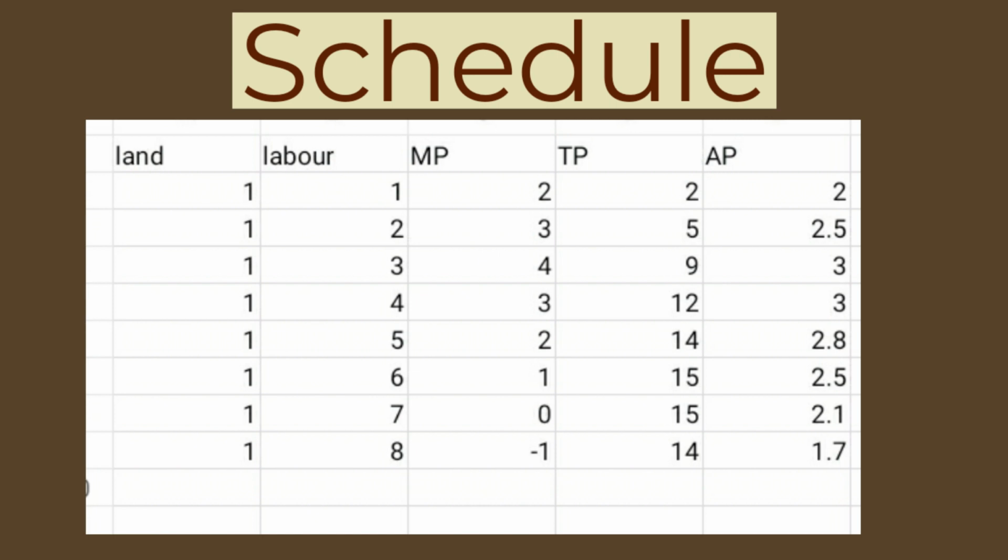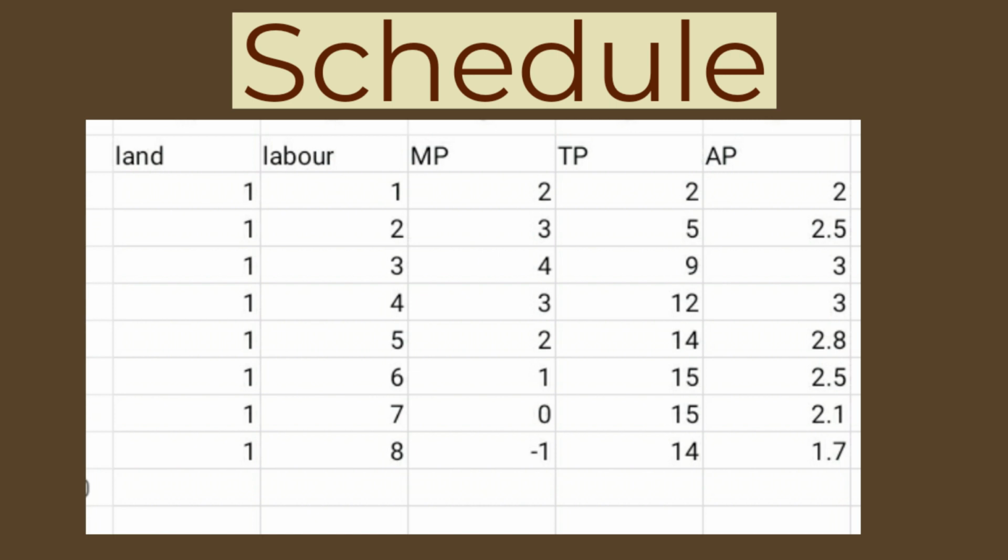And as we have discussed in the law of variable proportion, marginal product will firstly increase, then it will decrease, then become 0 and negative. See, firstly it is increasing, 2 3 4, then it is decreasing, 3 2 1, then 0, and then negative, that is -1. So if we talk about TP, see, the TP is increasing at an increasing rate. Firstly it is 2, then it is 5, then it is 9.